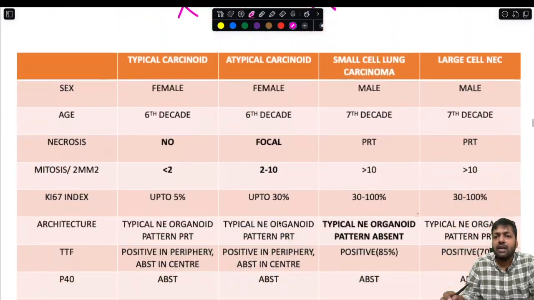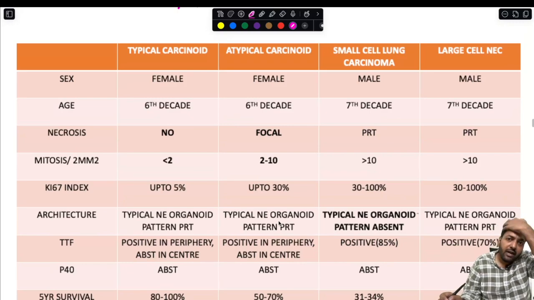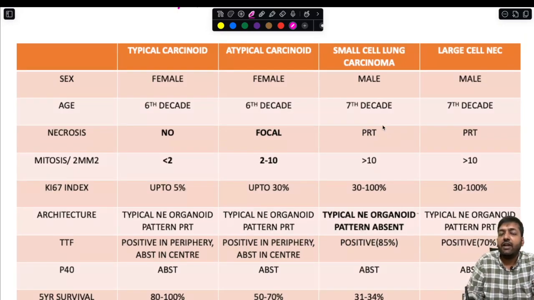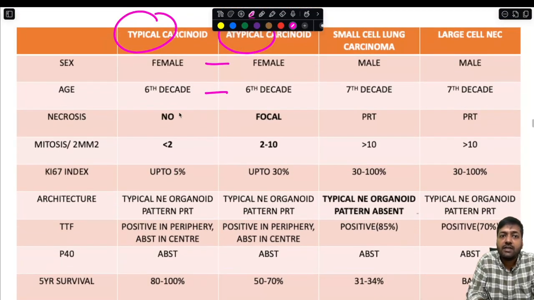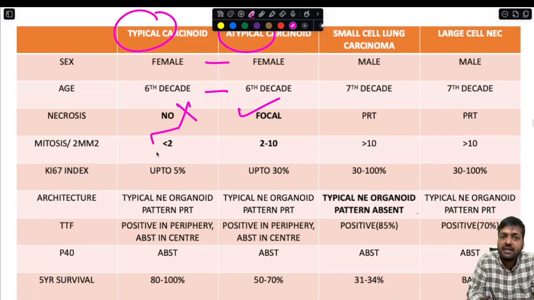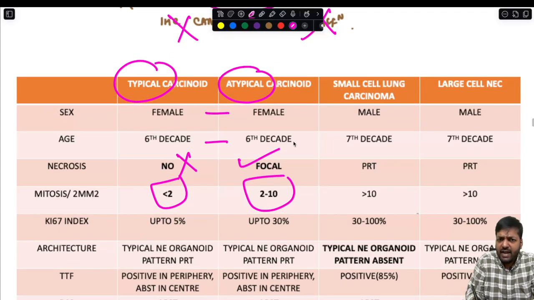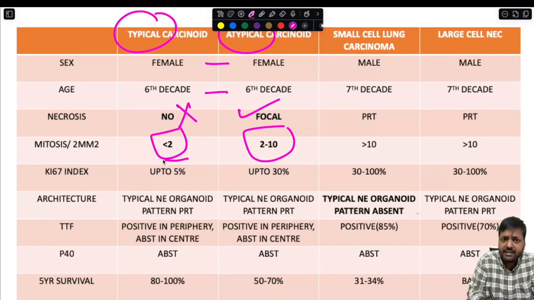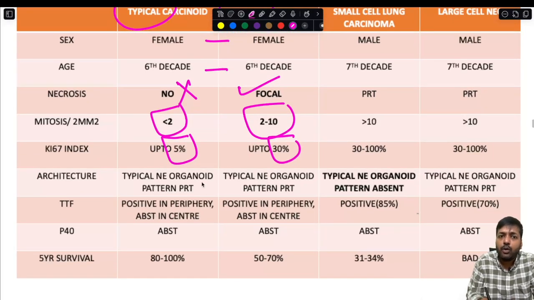As I told you, this is a very important chart wherein you can differentiate between the different neuroendocrine tumors of the lung. You start off with typical carcinoid and atypical carcinoid. They are more common in females, more common in the 6th decade. Necrosis is not seen in typical carcinoid, but can be focally present in atypical carcinoid. Mitosis per 2 mm square is less than 2 in typical and around 2 to 10 in atypical carcinoid, and Ki67 index is up to 5% in typical carcinoid and up to 30% in atypical carcinoid.